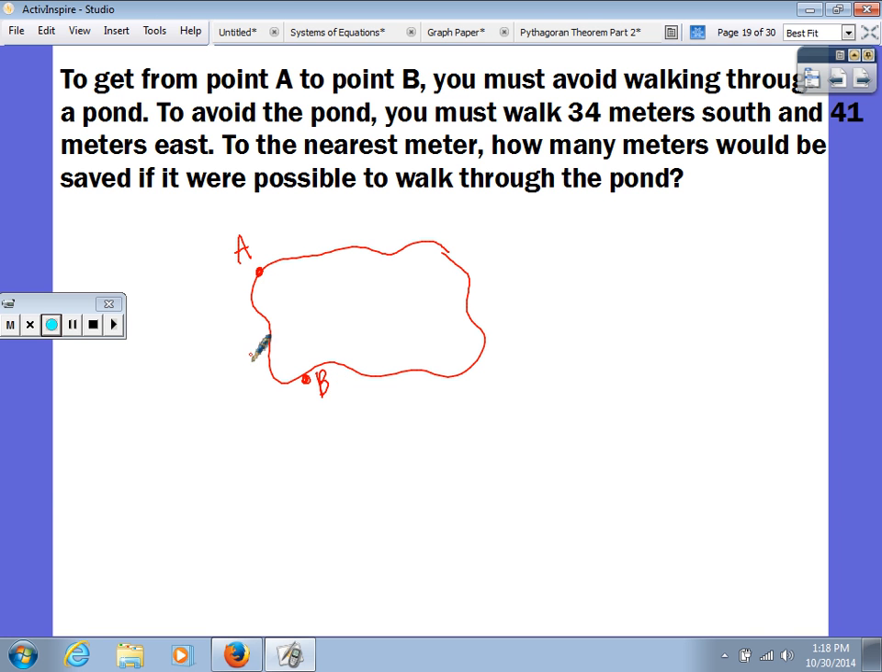So to get from this point to this point, that means that I have to walk 34 meters south, and 34 meters south just means you go down. And 41 meters east would mean that you went 41 to the right. To the nearest meter, how many meters would be saved if it were possible to walk through the pond? So if I could walk on water, how many would be saved?